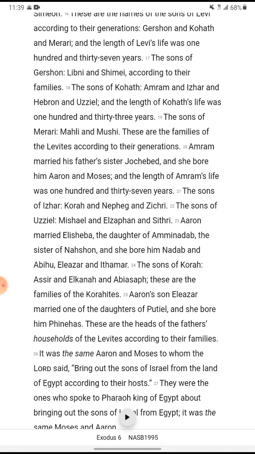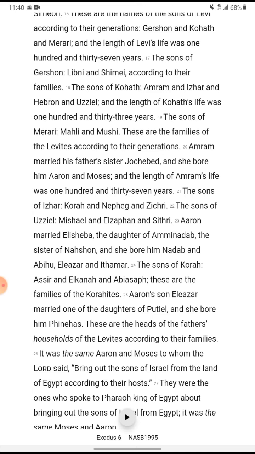Aaron married Elisheba, the daughter of Aminadab, the sister of Nahshon, and she bore him Nadab and Abihu, Eleazar and Ithamar. The sons of Korah, Asir and Elkanah and Abisaiah. These are the families of the Korahites. Aaron's son Eleazar married one of the daughters of Putiel, and she bore him Phinehas. These are the heads of the fathers' households of the Levites according to their families. It was the same Aaron and Moses to whom the Lord said, bring out the sons of Israel from the land of Egypt according to their hosts. Okay? So it gives their whole genealogy pretty much.